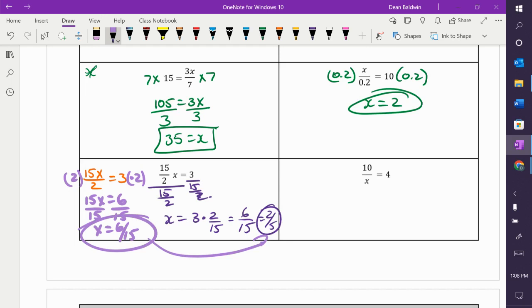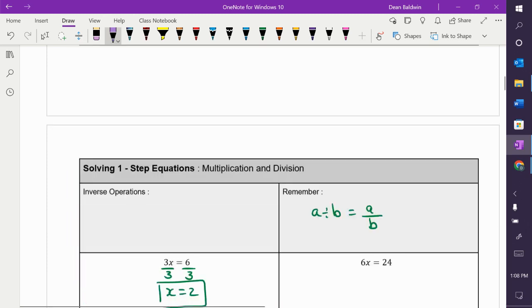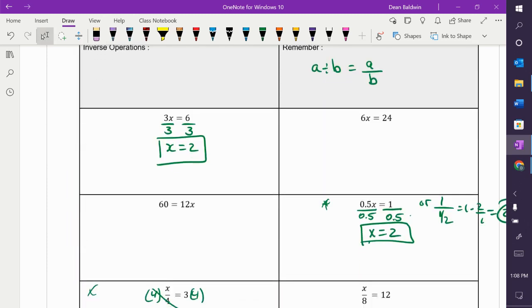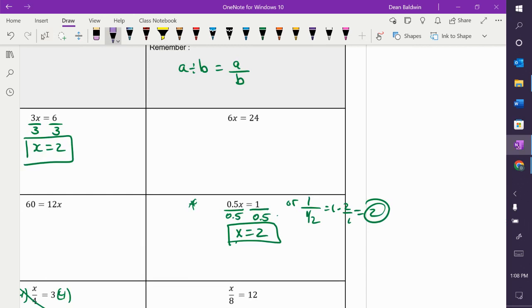Okay? So maybe at the very top, I'll go back. Up here where we say remember this. A over B with an x there is the same as ax over b. That x goes to the numerator.